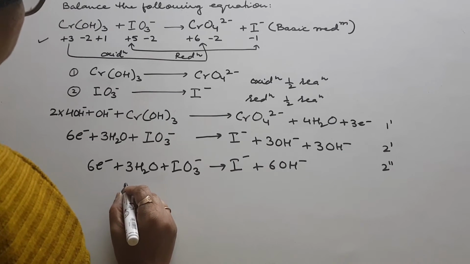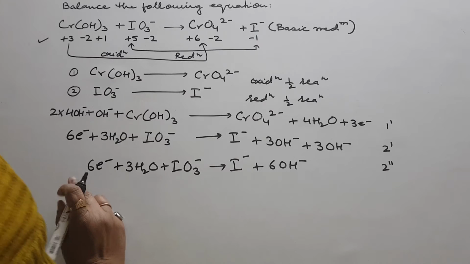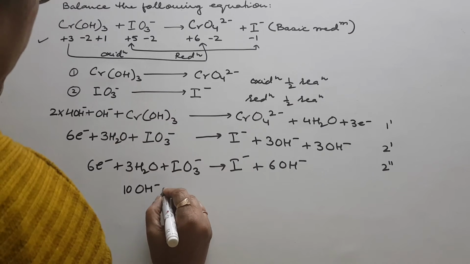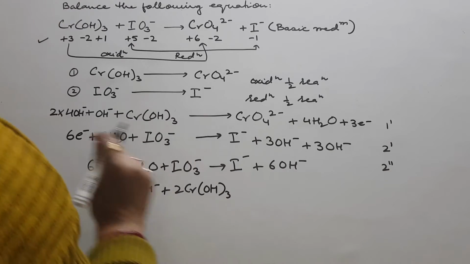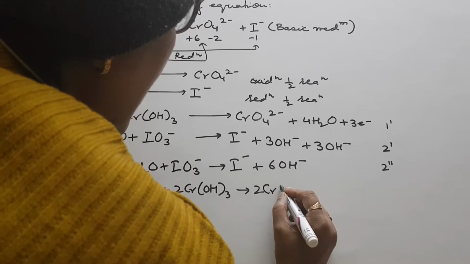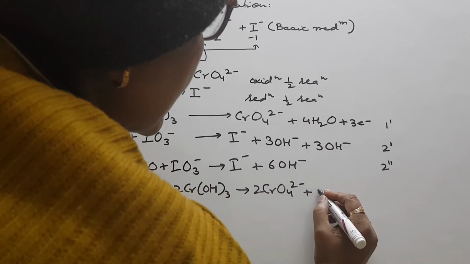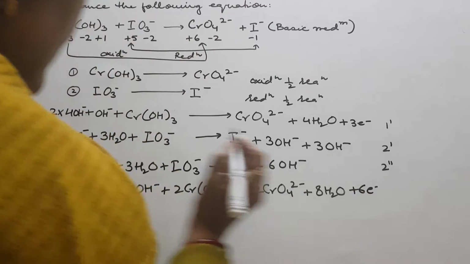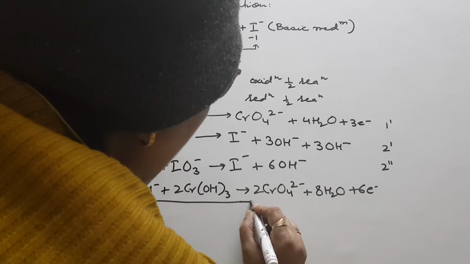Let me write here together. I hope you can understand. 4 and 1, 5 OH were there. Whole equation multiplied by 2. So I can directly write 10 OH minus plus 2 Cr OH whole thrice, because multiplied by 2, will give you twice CrO4 2 minus plus, since multiplied by 2, it will be 8 H2O plus 6 electrons. Now you try to add up the equation. You see how it goes, children.